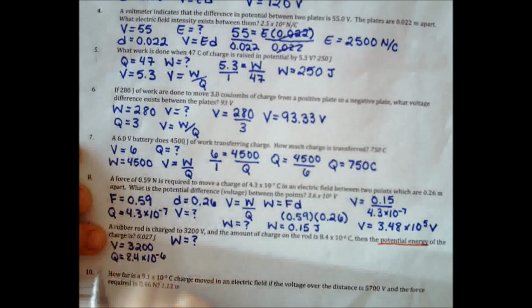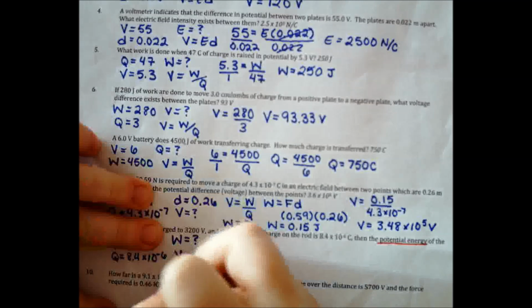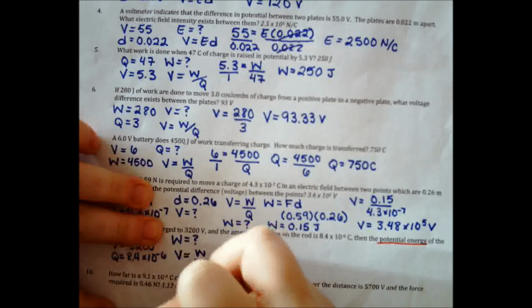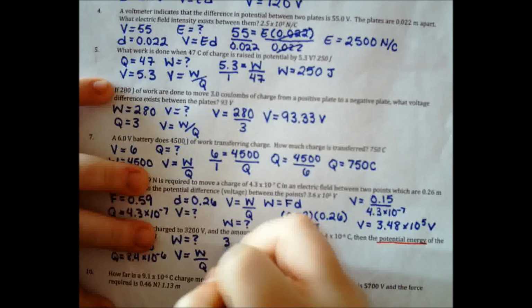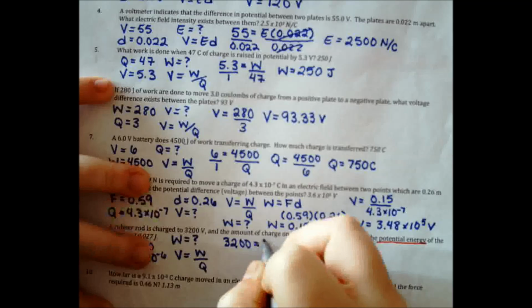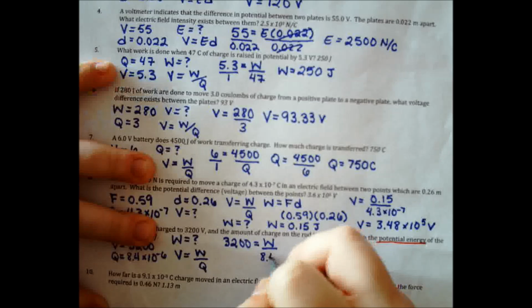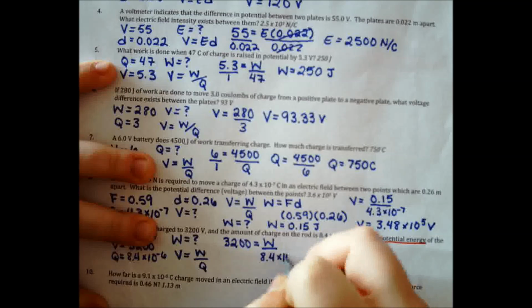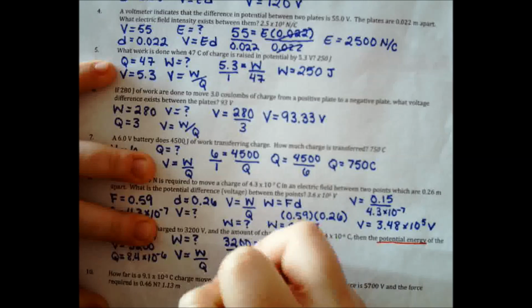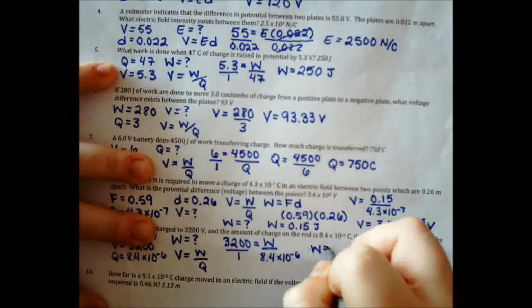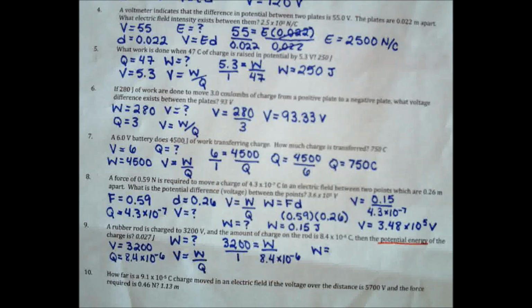We have V, we have Q. So V equals W over Q. So we do 3,200 equals W over 8.4 times 10 to the negative 6. Multiply. So work done is going to be those two numbers times each other. 3,200 times 8.4 times 10 to the negative 6.